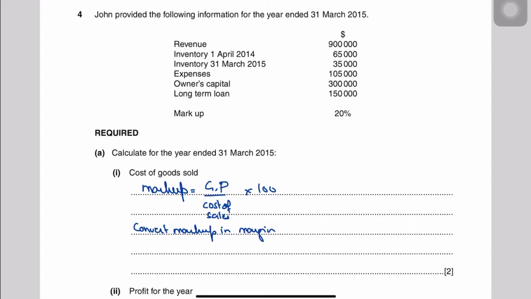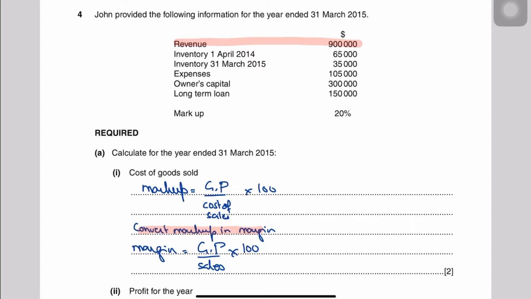Now what is margin? Just like markup is a profit percentage on cost, similarly margin is a profit percentage on the revenue. It is a gross profit percentage that has been applied on the revenue, that is the sales. Since in the question the revenue is given, and we have the markup given, we can't apply the markup percentage on the revenue. We can only apply the markup percentage on the cost of sales. Hence we have to convert the markup percentage into the margin percentage.